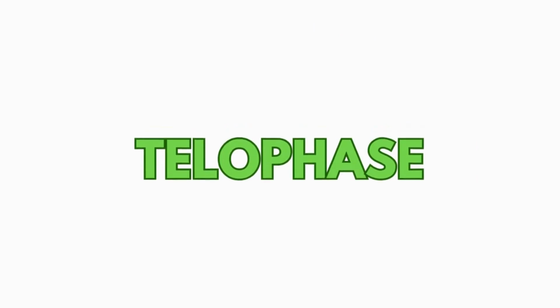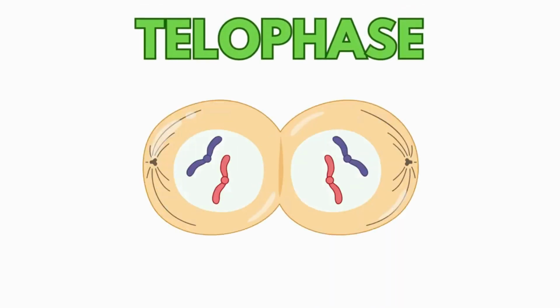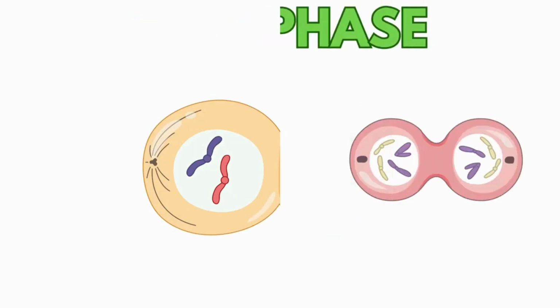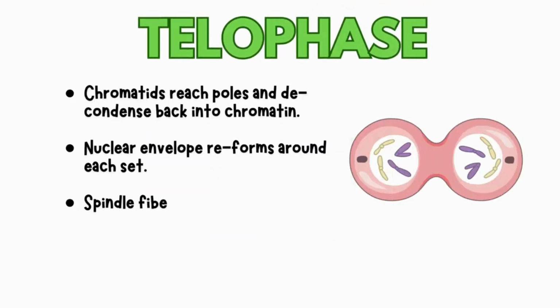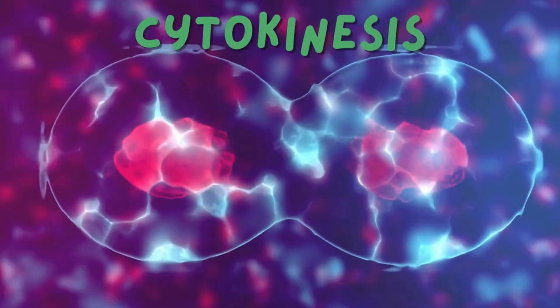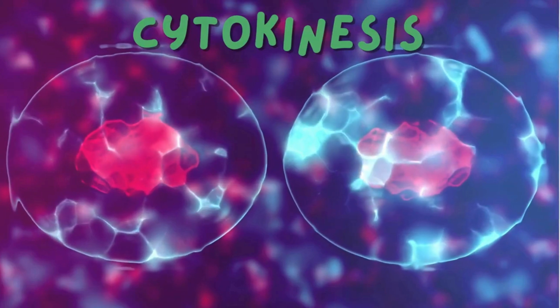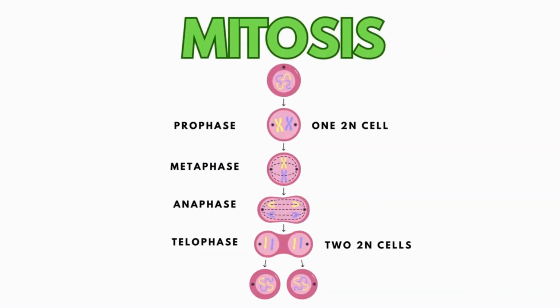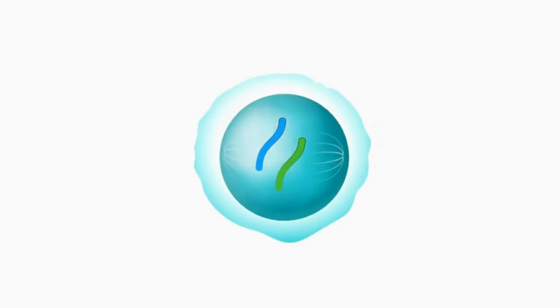And the last step of mitosis is telophase, where 2 new nuclei are created. The chromatids reach opposite ends of the cell and start to relax back into chromatin. A new nuclear envelope forms around each set, and the spindle fibers break down. At this point, the cell's almost ready to split. Just the last step is left, which is cytokinesis. This is when the cell fully splits into 2. Here is a brief overview of mitosis and the entire process it goes through.